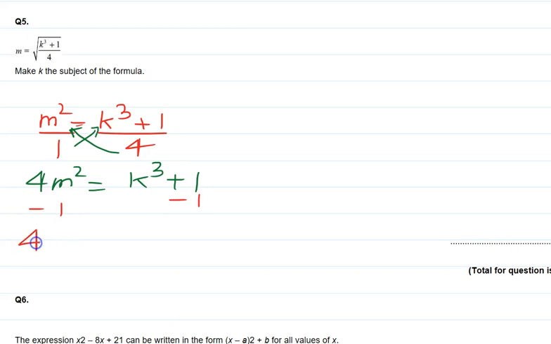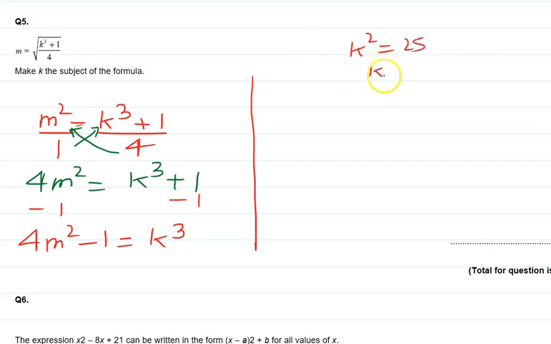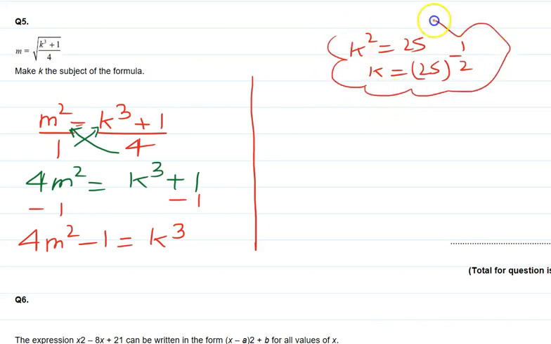So we are left with 4m square minus 1, that is k cubed. Okay, and we need to make k the subject. If you know, like, if k square is 25, then you can write down k equal to 25 to the power 1 by 2. This is just a rule. So 25 to the power 1 by 2 is 5.